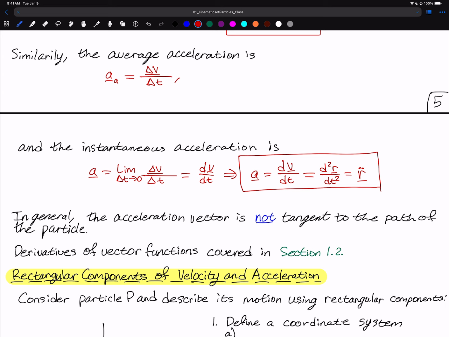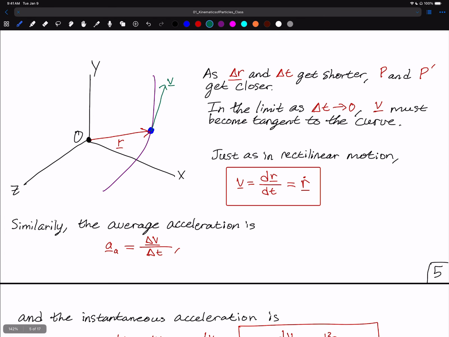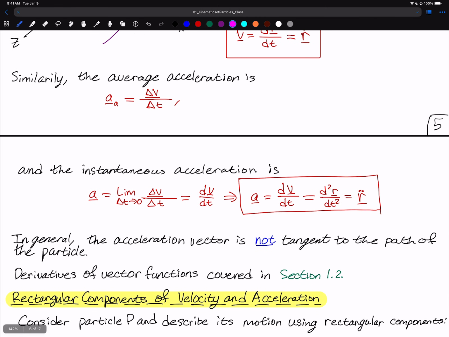We will often use r double dot in this class, and we will also use a for the acceleration. So in general, the acceleration vector is not tangent to the path, and it's not perpendicular to the path. It points off in its own direction, and that may not necessarily point to the center of the curve. All we can say is that it's not tangent to the path. Where it points depends on the motion. And just in case you're having trouble with these derivatives, these are covered in section 1.2.